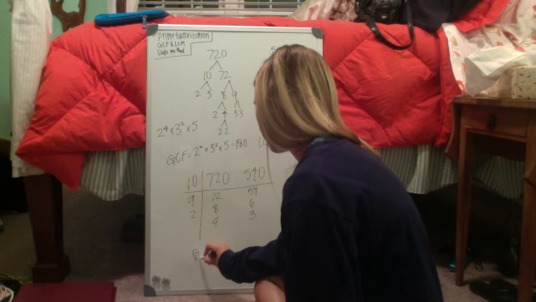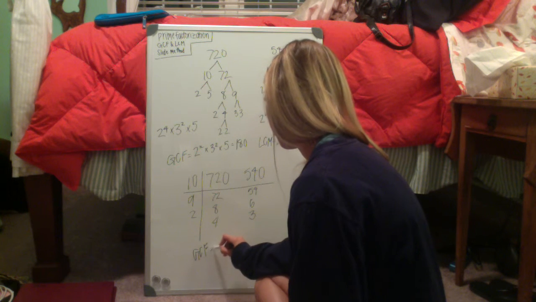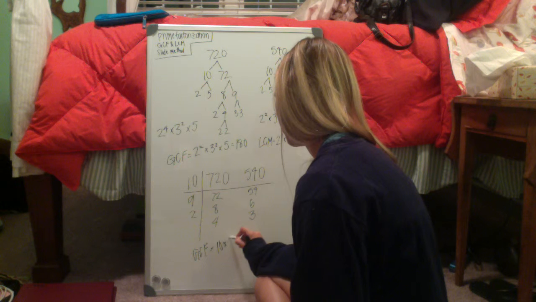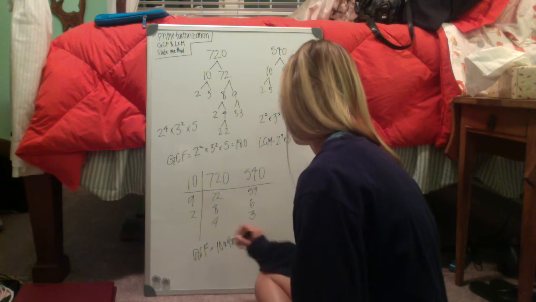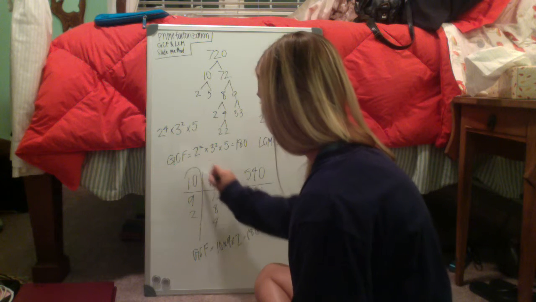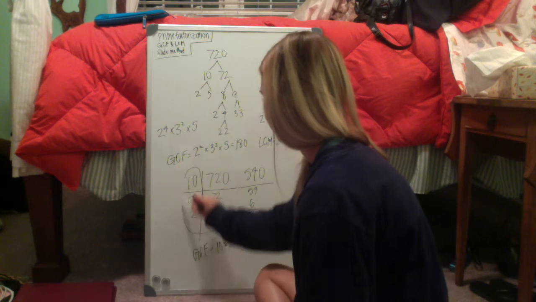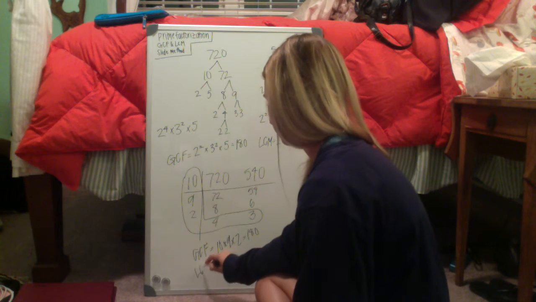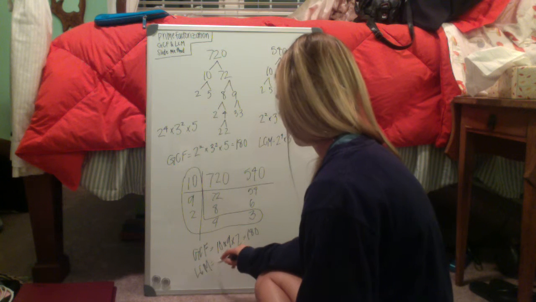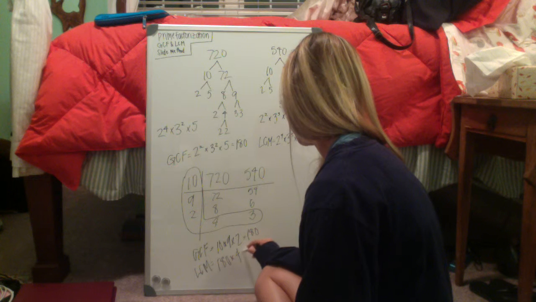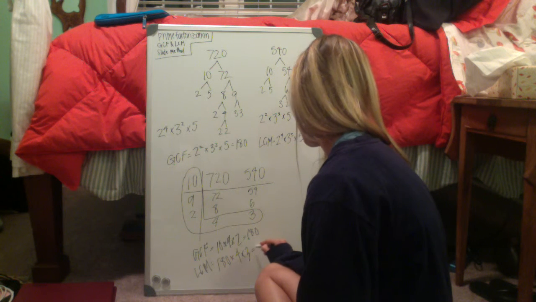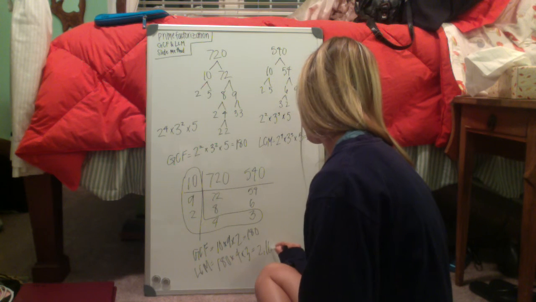So you would multiply 10 times 9 times 2, and that's 180. And then you're going to take all these numbers to find the least common multiple. So you do 180 times 4 times 3, and that equals 2,160.